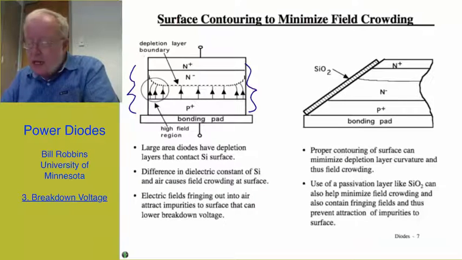Because as I'm indicating in this drawing, field crowding may occur at the edges of the wafer, and so that may require special contouring of the wafer and even surface passivation, which means on the surface of that contour that we've put in, we also put a dielectric like SiO2 to further passivate the layer and prevent the fringing fields from reaching out into free space.